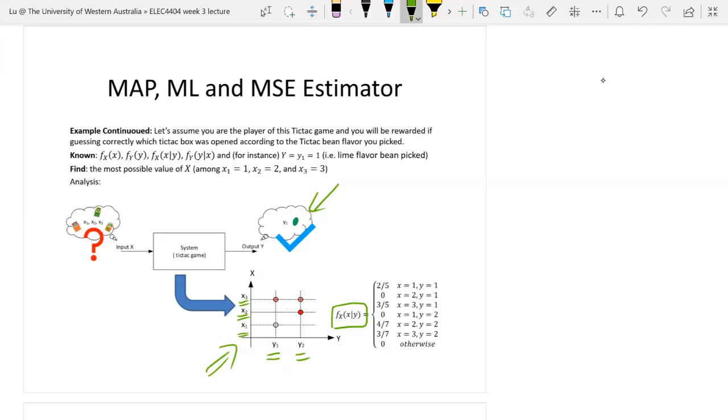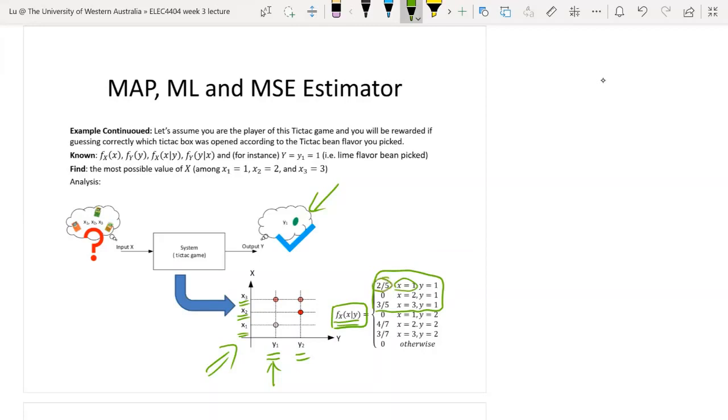Okay, for example, here we pick up a green bin, so the lime flavor, so Y1 equal to 1. Based on Y1 equal to 1, see here, the first 3 entries given in this formula indicate the cases where we pick up the lime flavor, Y1 equal to 1, right? And then you have 3 possible X values corresponding to this observation: x equal to 1 or 2 or 3. So now, when x is 1, such conditional probability is 2 over 5.